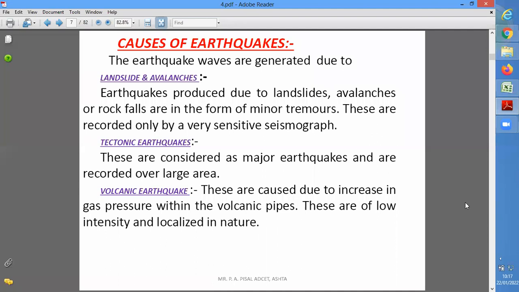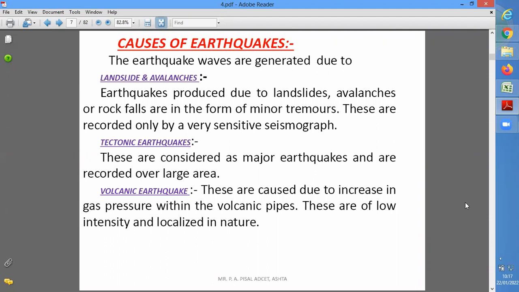Likewise, like the landslide avalanches, they have low intensity, and they are limited only to certain areas where the volcanic activities are going on. They are not recorded on a global scale like a tectonic earthquake. So these are the three types of earthquakes.